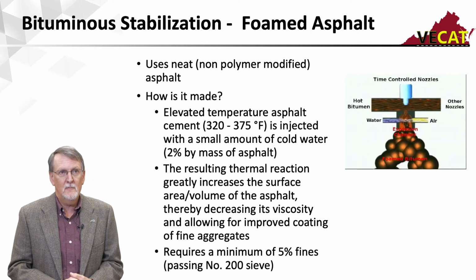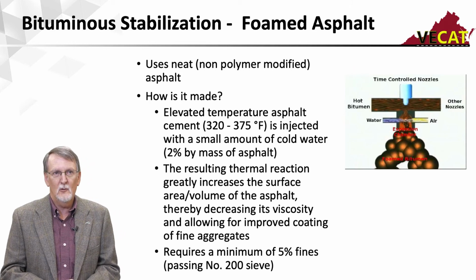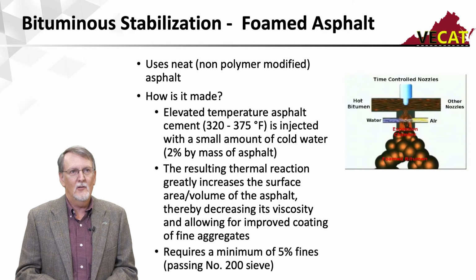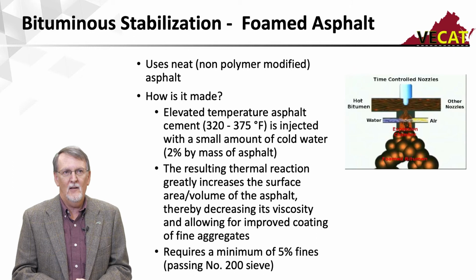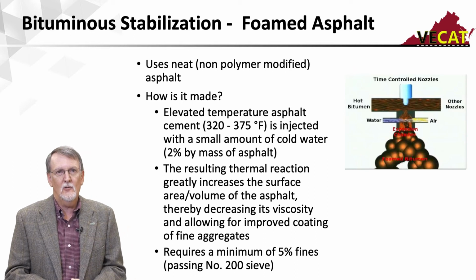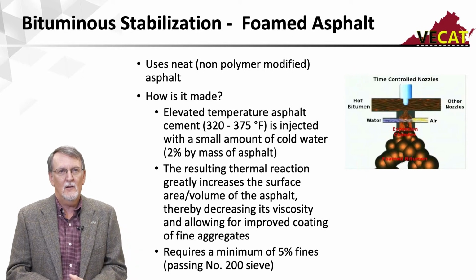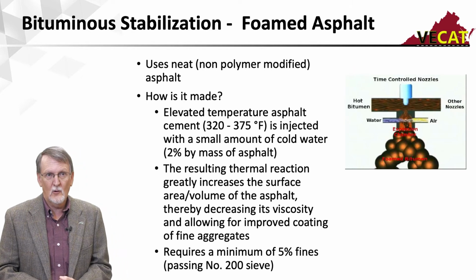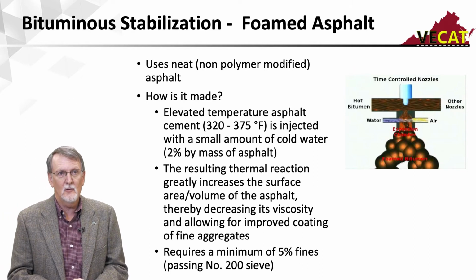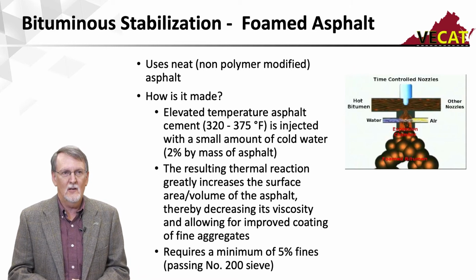So how do we make it? I'm going to take hot asphalt, anywhere from 320 to 375 degrees Fahrenheit. I'll run it through a nozzle, and I'm going to inject a small amount of cold water, up to about 2% by the amount of the asphalt. That's going to immediately cause that water to turn to steam, or to vaporize, and it's going to make tiny little bubbles of asphalt. So that thermal reaction greatly increases the surface area or the volume of the asphalt, reduces its viscosity, which allows you to mix it and get it compacted. So it works quite well with FDR.